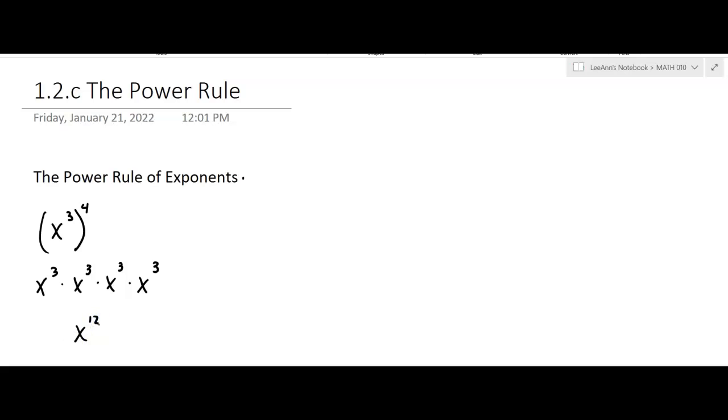But let's say there were bigger numbers. Is there a way we could get that 12 without writing that all out? Well, you multiply here, okay? So the rule says if you have a base to an exponent, and then you're raising that to another exponent, then you keep that base and you multiply those exponents, okay?